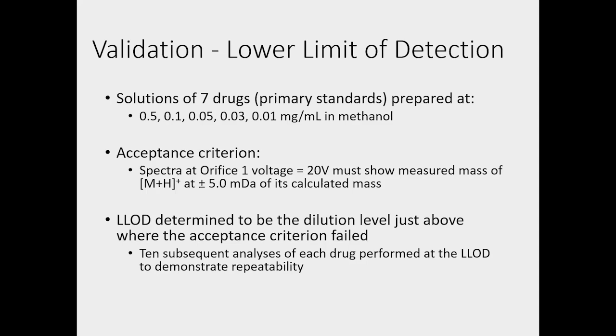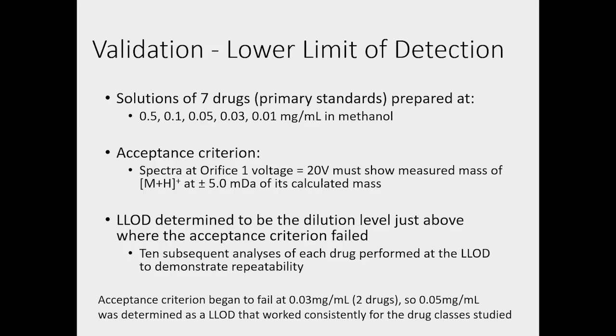The acceptance criterion that they set was that the spectra at the orifice 1 voltage of 20 volts had to show the measured mass of the protonated molecular ion at plus or minus 5 millidaltons of the calculated mass. Then they determined the overall lower limit of detection to be the dilution level just above where that acceptance criterion failed. Once they had determined that, they did 10 subsequent analyses of each drug performed at that limit of detection, just to demonstrate repeatability: if we're saying this is our limit of detection, we can actually detect these substances repeatably and reliably at that level.